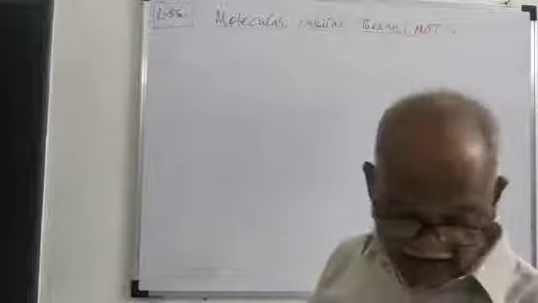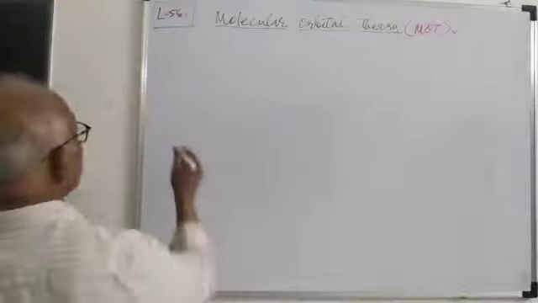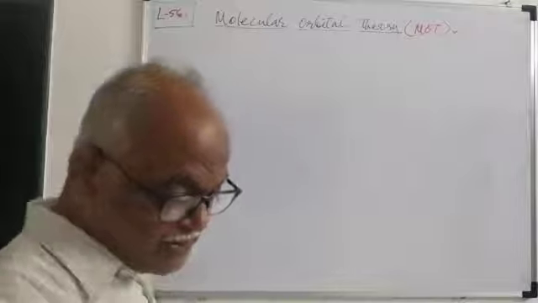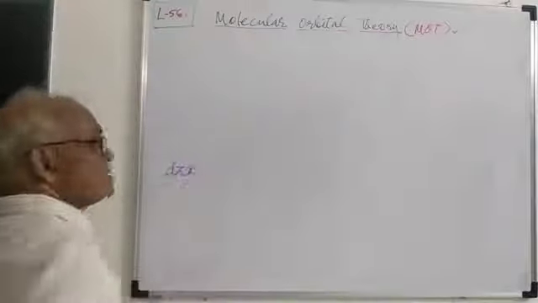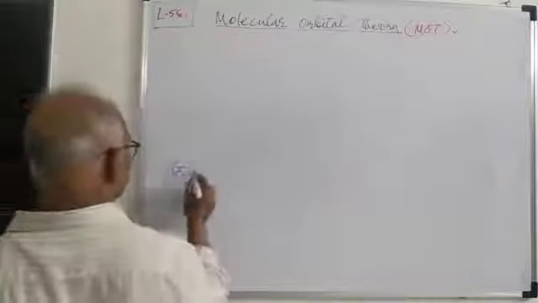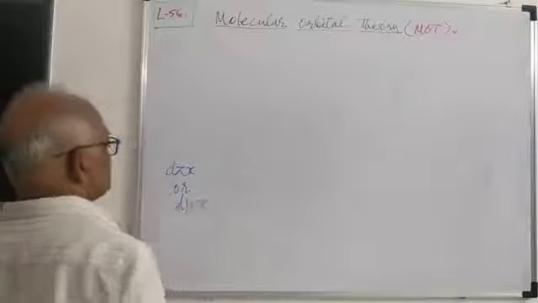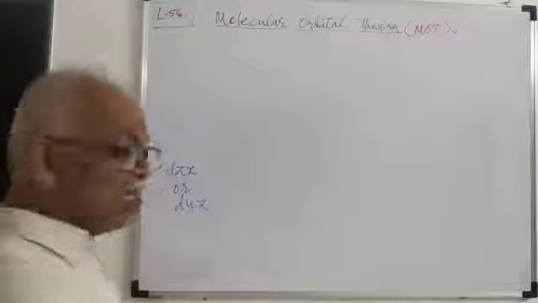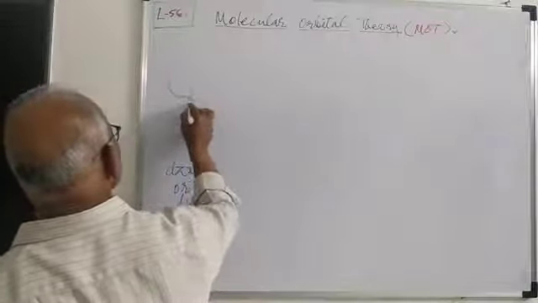Then we will see the atomic orbitals of pi nature. So the formation of pi and pi star molecular orbitals. So here we will take the dzx orbitals, or we can also have the dyz orbitals. So any of these can be taken here. Now we will represent these orbitals like this.